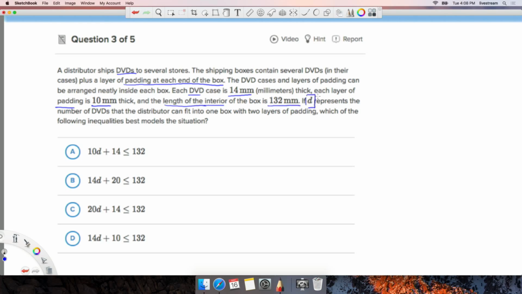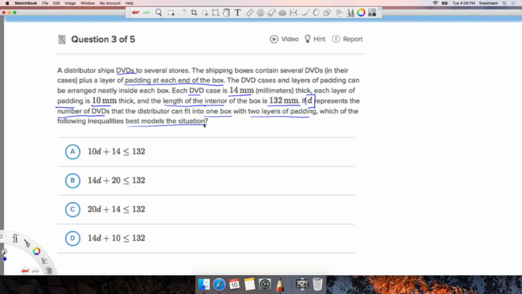If D represents the number of DVDs that the distributor can fit into one box with 2 layers of padding, which of the following inequalities best models this situation? I don't know about you, but that was a good bit of information in a lot of sentences.